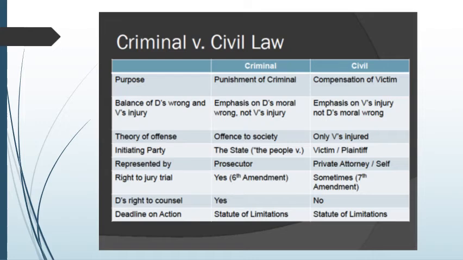In criminal law, there is a right to a jury trial, as found in the Sixth Amendment. And sometimes in civil law, there is a right to a jury trial, but often not. The defendant has a right to counsel in criminal law. The defendant does not have a right to counsel in civil law. And the deadline on action in both criminal and civil is the statute of limitations. Now, on capital crimes like murder, there is no statute of limitations.